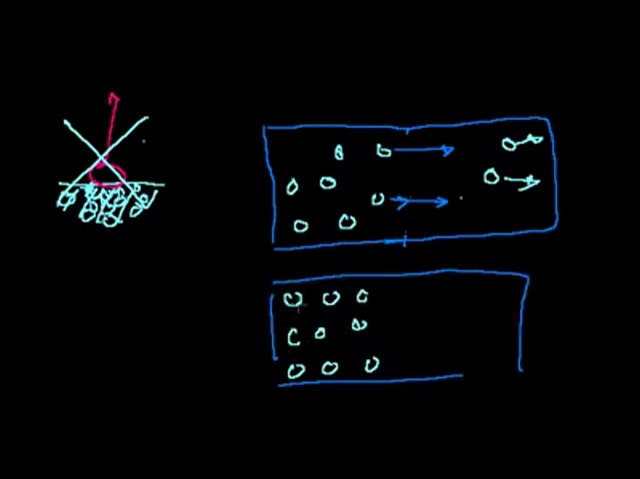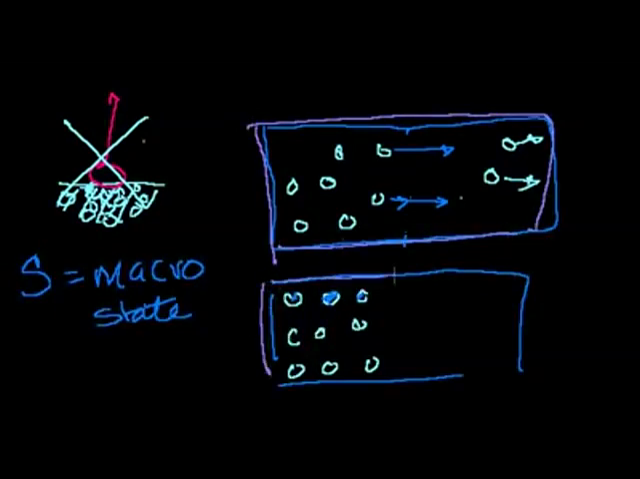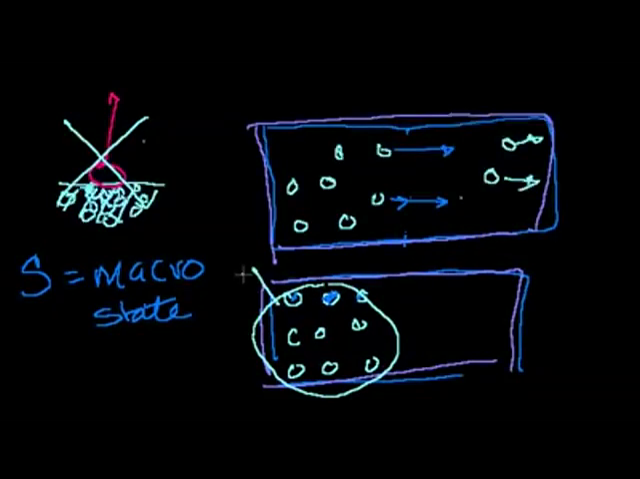And even more, and I want to make this very clear, S is a macro state. We never talk about the entropy for an individual molecule. If we know what an individual molecule is doing, we shouldn't be worried about entropy. We should be worrying about the system as a whole. So even if we're not looking directly at the molecules, we won't even know that this actually happened.